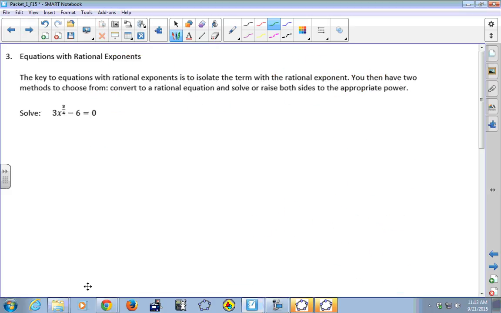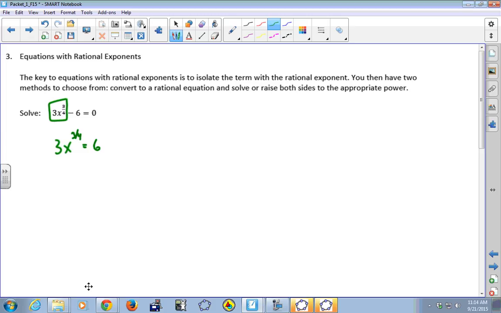Okay, the next type of equation we have is rational equations. Oh, excuse me, we've already done rational exponent equations. All right, now the key here is the same idea that we did before. We want to isolate our term that has the rational exponent. Here's our term right here with the rational exponent. So my first step is to add 6 to both sides, just like I would if that was just 3x minus 6. I would add 6 to both sides.